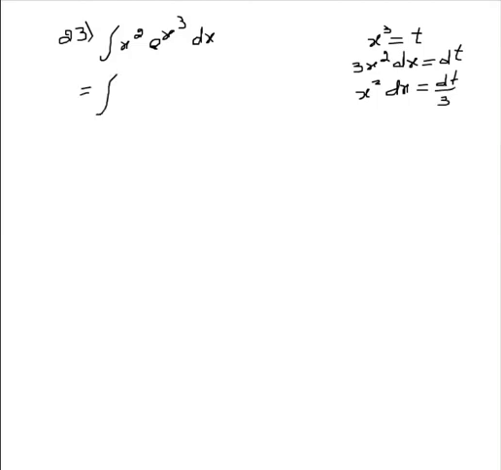Let us substitute. This becomes dt divided by 3, and this is e power t. So simple it has become. Integral of e power t is e power t and plus c. Substitute for t. T is x cube plus c. So the correct option is A.